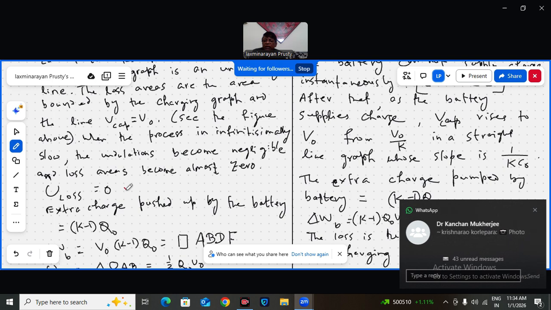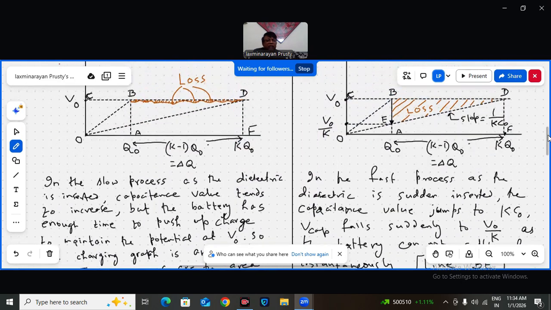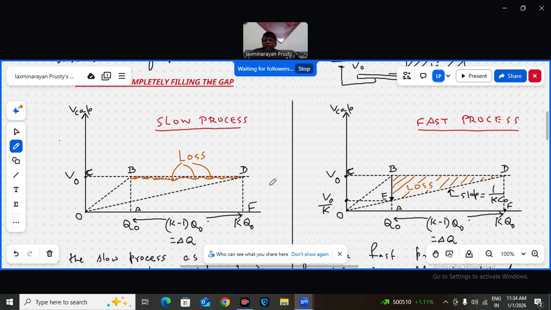This is an important point to note. In an infinitely slow process, the loss is zero. Even if the charge is flowing with a very small, negligible kinetic energy, the loss is limited to kinetic energy only. So the loss will be almost negligibly small. We take it as zero.